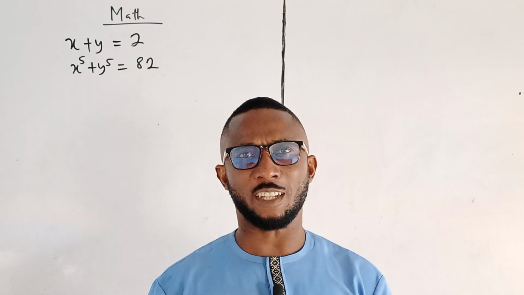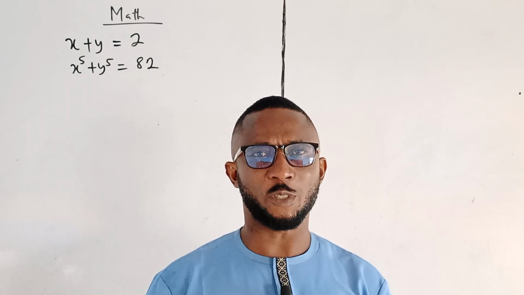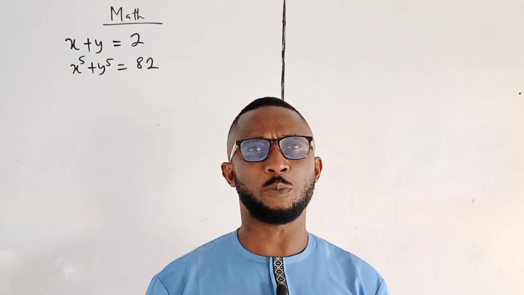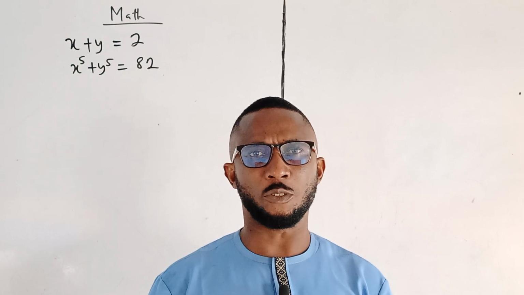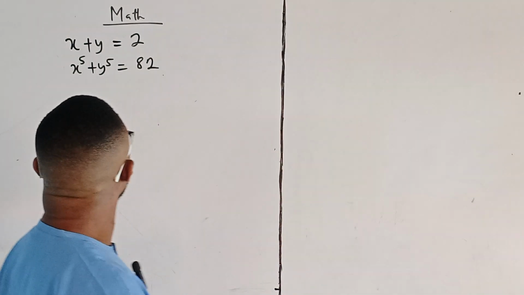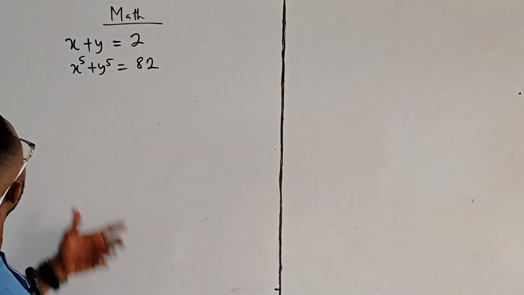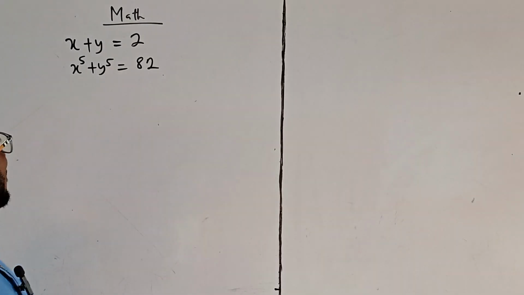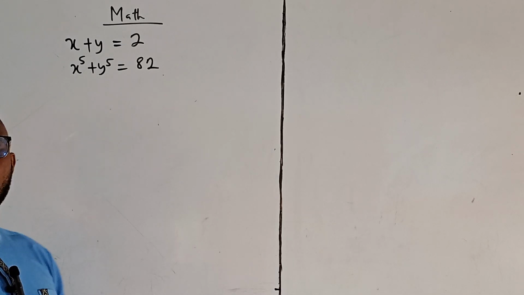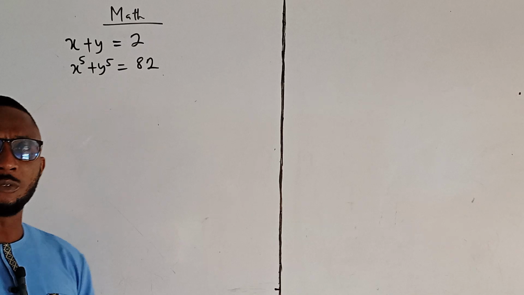Today we have another exciting problem, a system of simultaneous equations. So let's go see the problem and go through the solution together. We have these Diophantine equations from number theory: x plus y equals 2, x to the fifth plus y to the fifth equals 82.